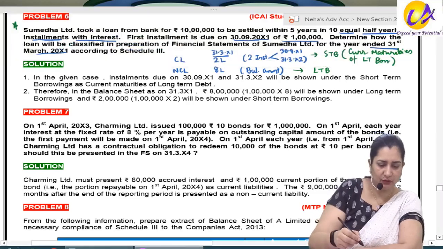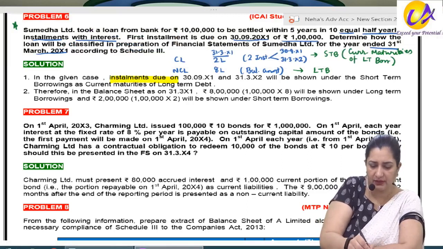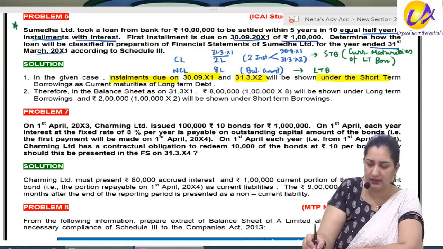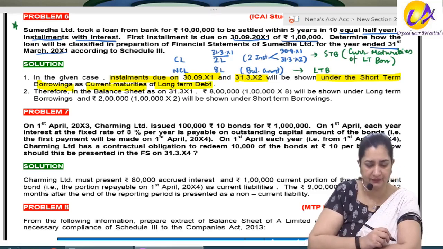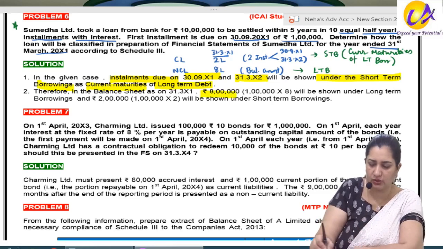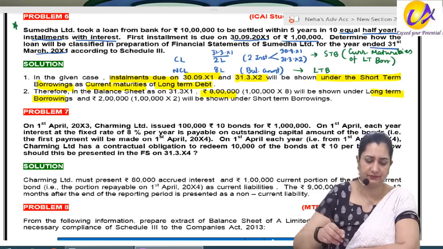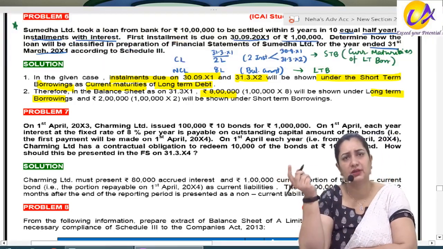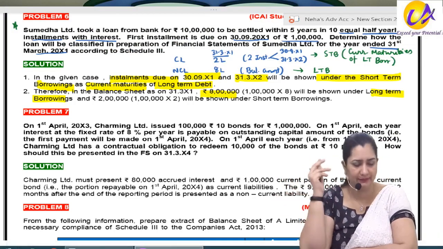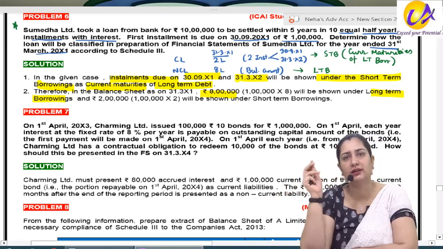So we'll see in the answer what we are saying. Installments due on September X1 and March X2 will be shown under short-term borrowings as current maturities of long-term debt, and the remaining 8 lakh will be shown under long-term borrowings. So what about the interest? So interest will be shown as a payable under current liabilities only. Okay. They're saying with interest now. So interest amount will be shown under current liabilities.